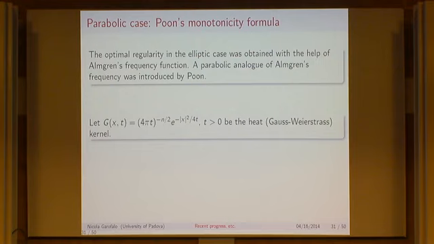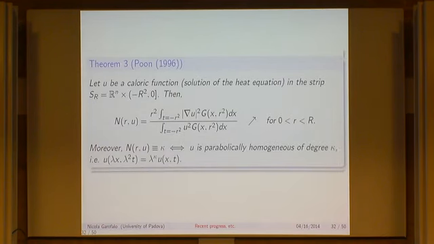Let me write G. G is the Gauss-Weierstrass kernel, so the classical heat kernel. So I will go back now to a monotonicity formula that was proved by Poon. Poon was a student of Fang-Hua Lin. He established a parabolic analog of Almgren's monotonicity of the frequency. So this is the result of Poon.